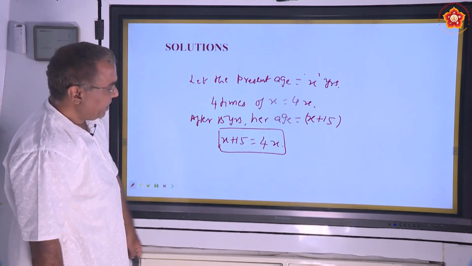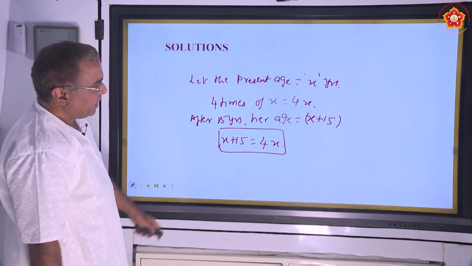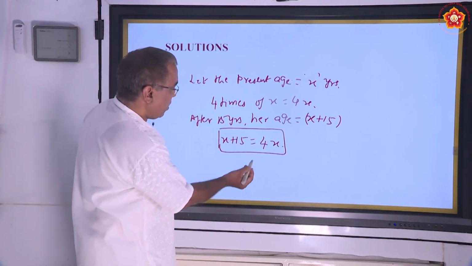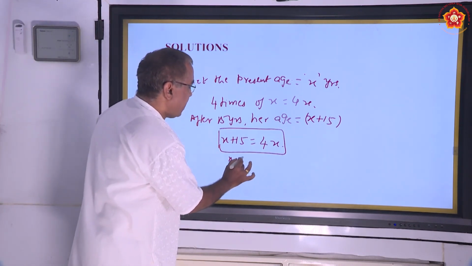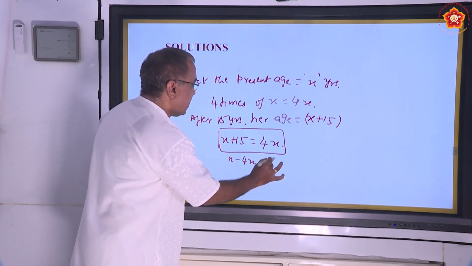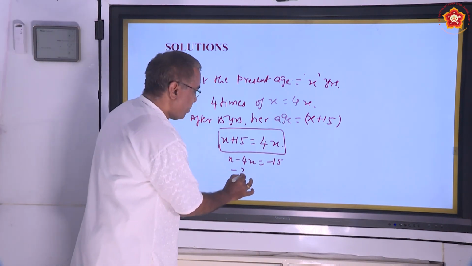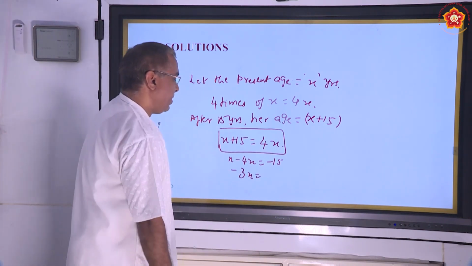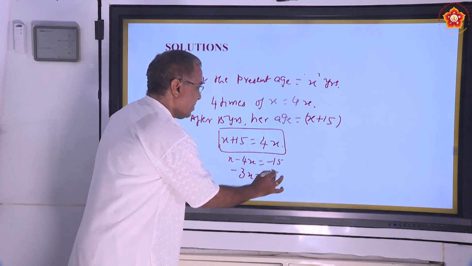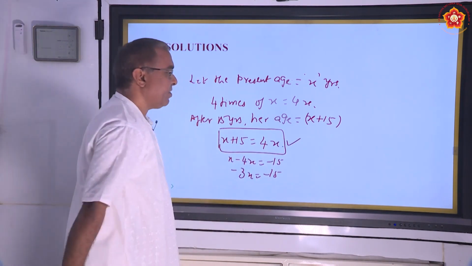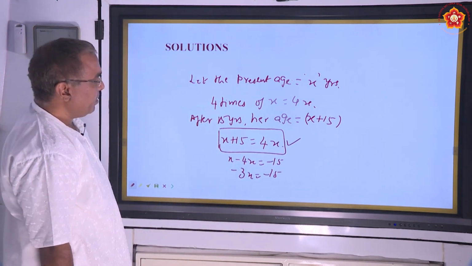If you want, we can simplify it further also, but they have just asked us to frame the equation. However, we can write it as x minus 4x equals minus 15, or you can just leave it like that also. It is going to be minus 3x equals minus 15, or you can just leave it like this, because they have just asked us to frame the equation.